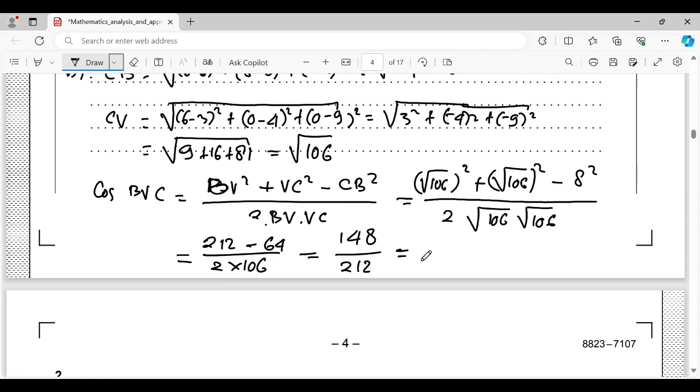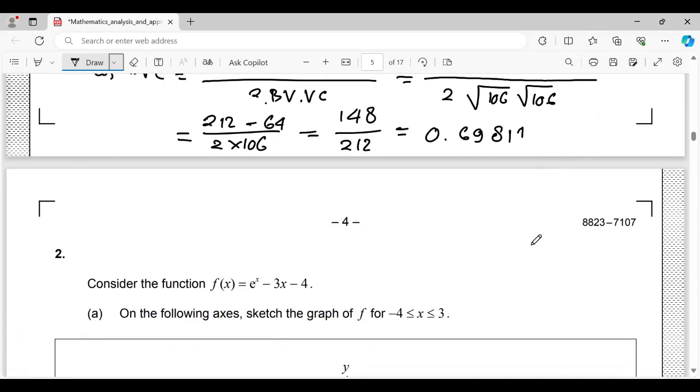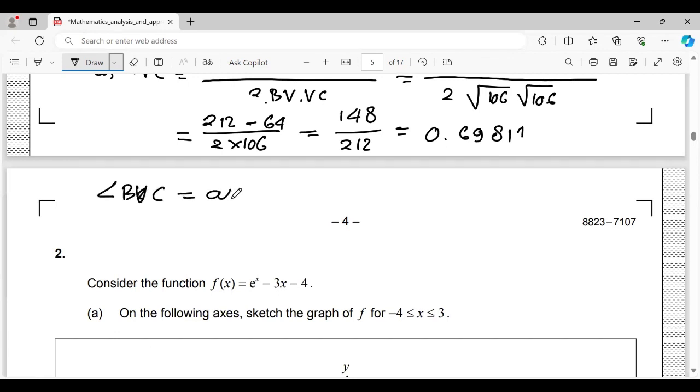So if we divide on the calculator, we're going to find 0.69811. Angle BVC equals arc cosine of 0.69811, and it is 45.724 degrees.